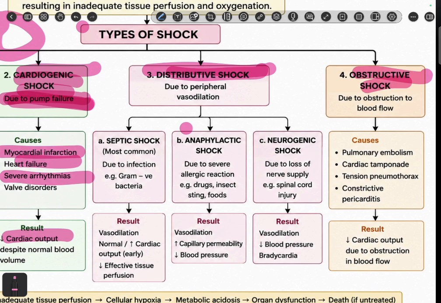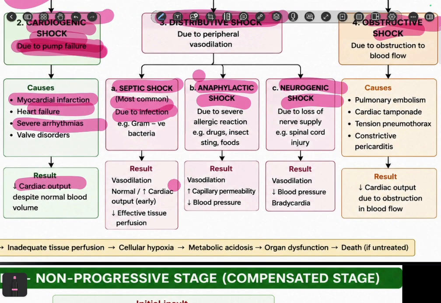Now, types of distributive shock: septic shock, anaphylactic shock, neurogenic shock. Septic shock is the most common. It occurs due to severe infection. Example: gram-negative bacteria, usually caused by bacteria, fungi, severe systemic infection. So what happens here? Infection triggers inflammatory mediators causing massive vasodilation, increased capillary permeability and leakage of fluid from vessels, that results in decrease in effective tissue perfusion.